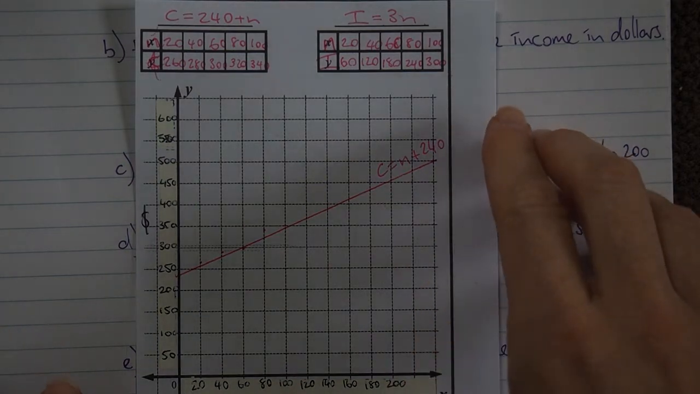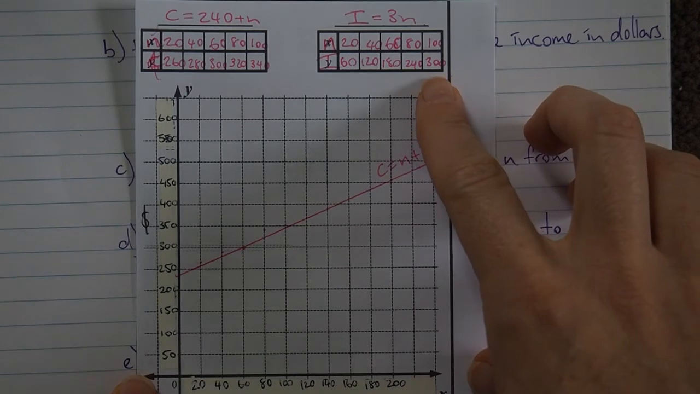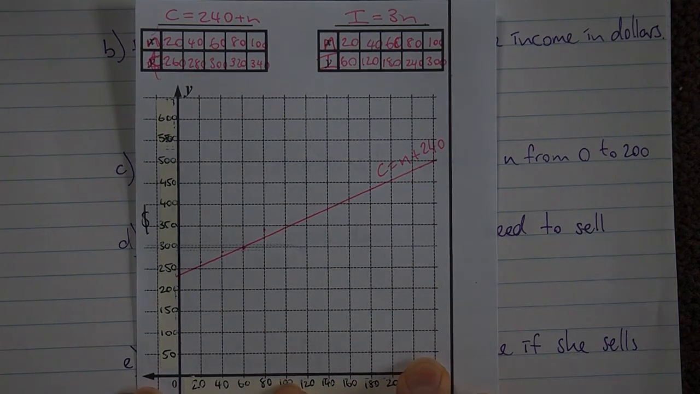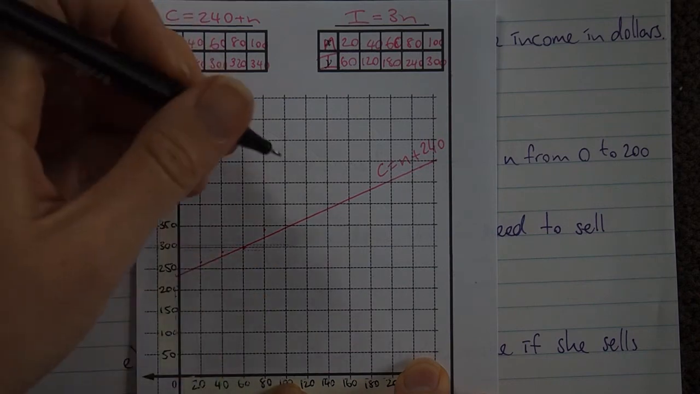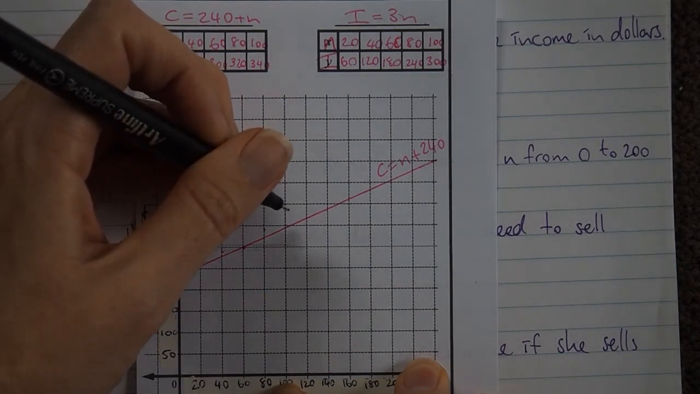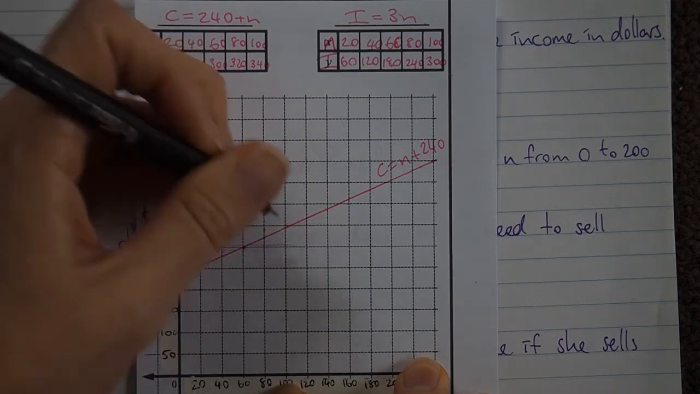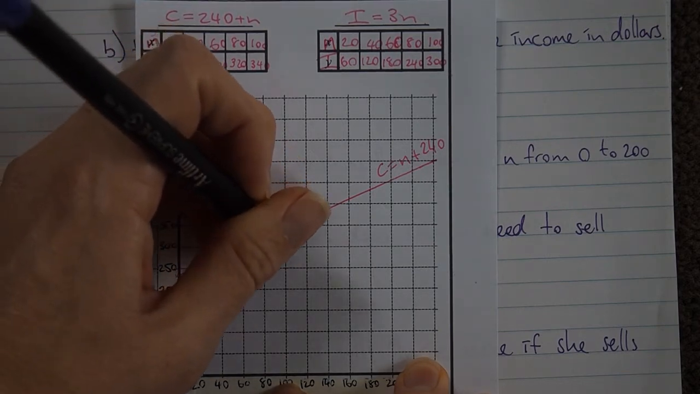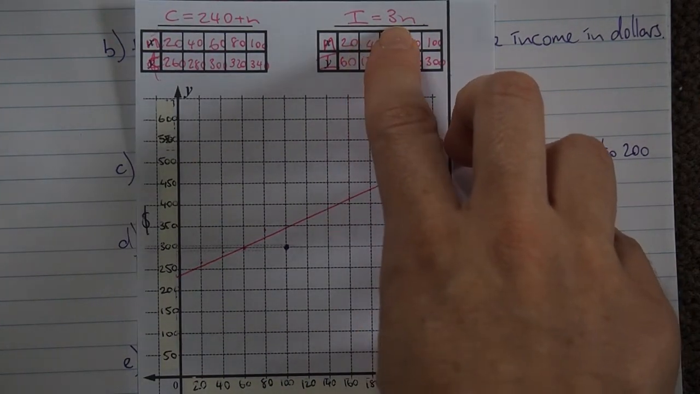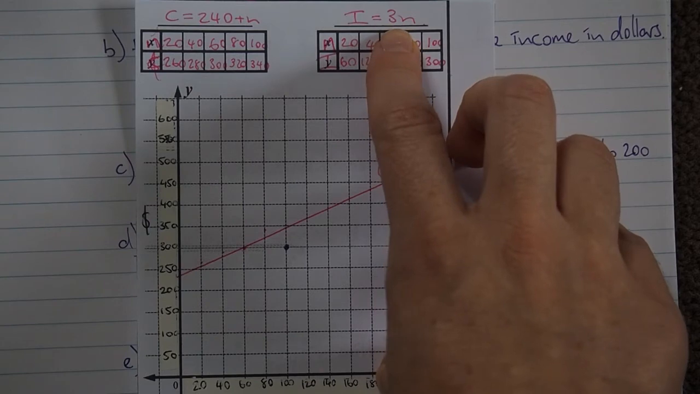I'm going to plot my easy one where N is 100 from my table of values. I have an income of $300. So 100 up to 300 takes us right here. And of course, my income, when N equals 0, when I'm not making any scones, I haven't made any money.